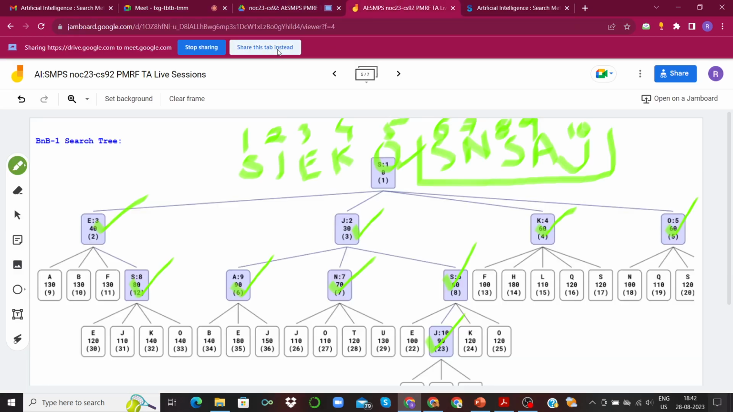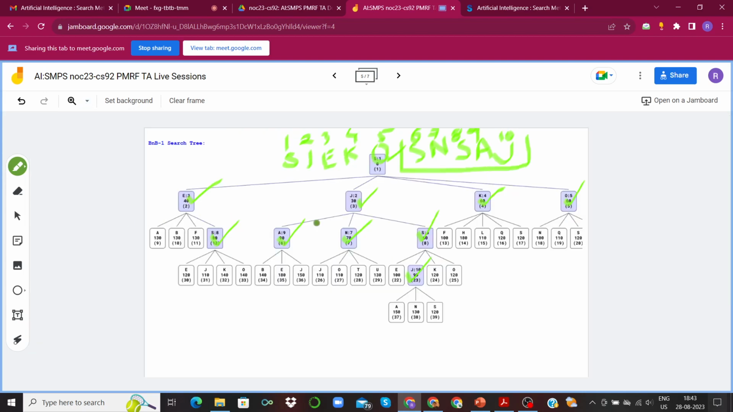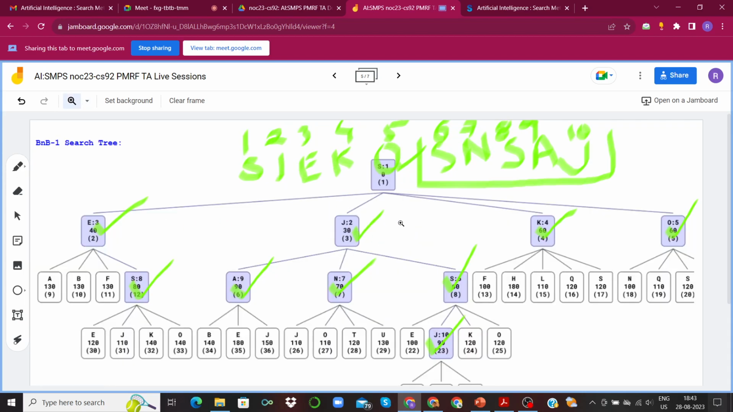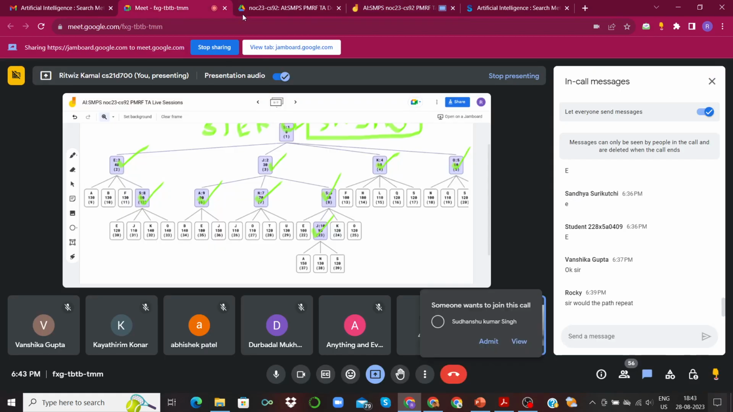I'll show this search tree once more, and then I'll leave it over here so that you can go through this search tree and convince yourselves about the solution before we move on to the next question.